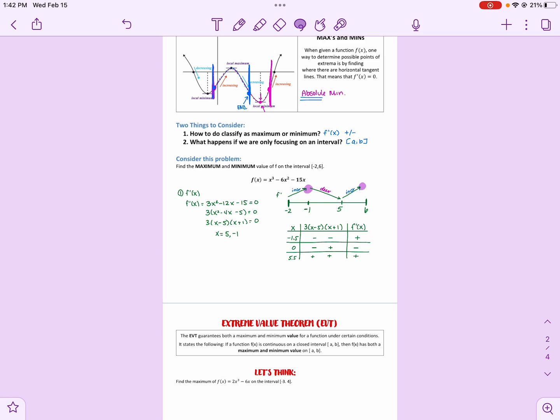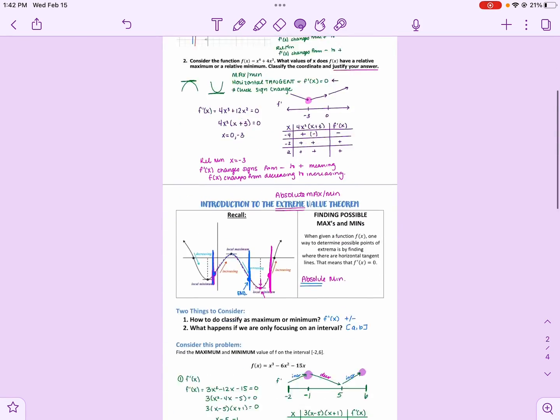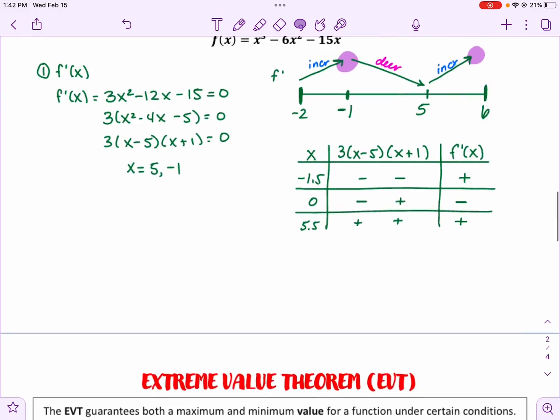Our absolute maximum, guys, is actually occurring at negative 1, and that value happens to be 8. So again, the absolute maximum is occurring when x is equal to negative 1. And f of negative 1 is actually equal to 8.